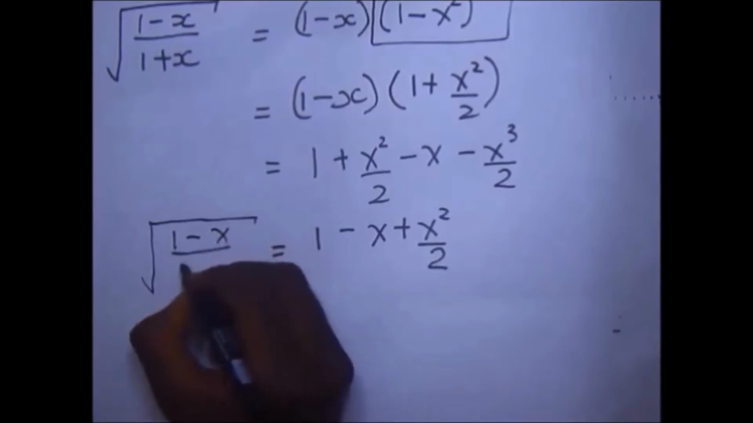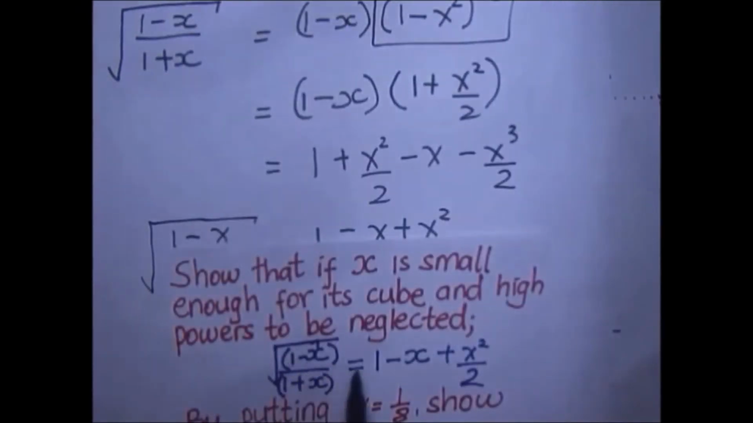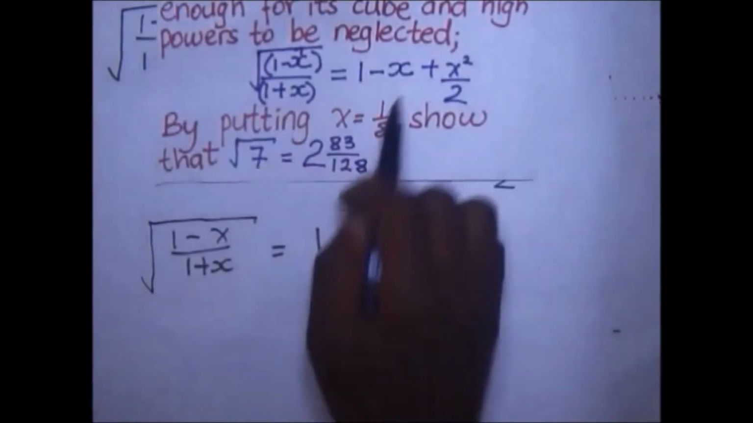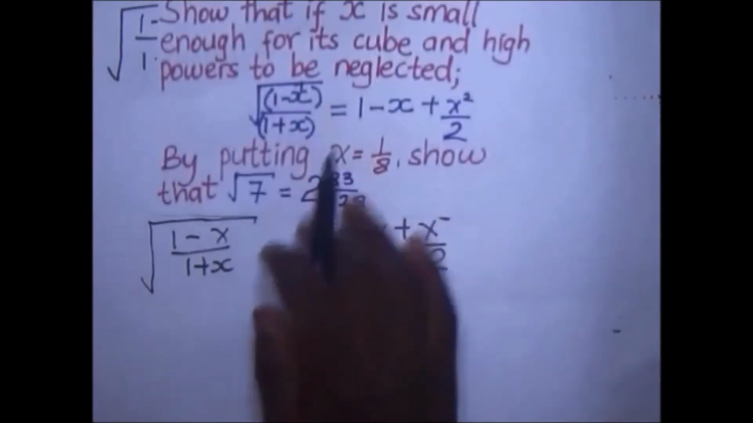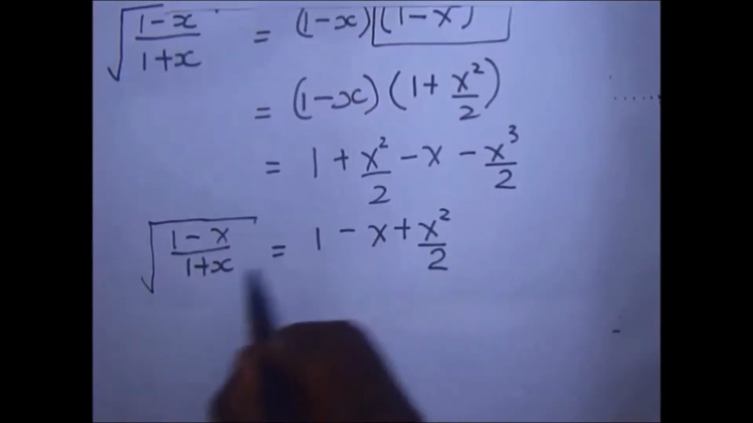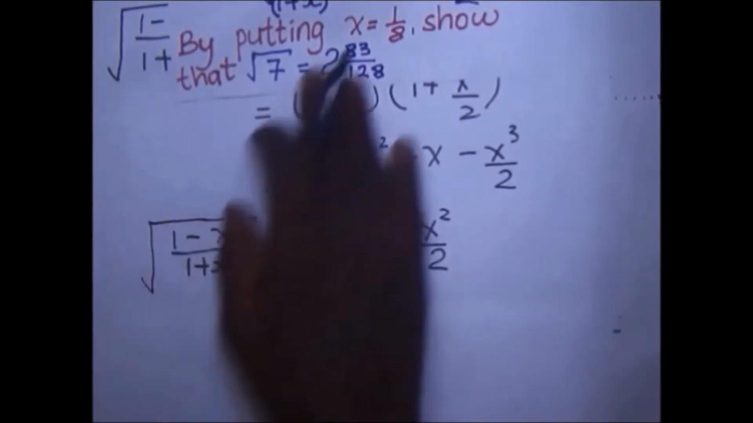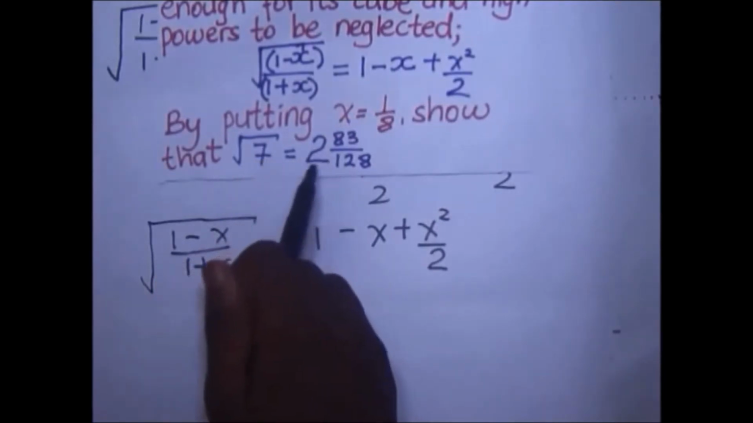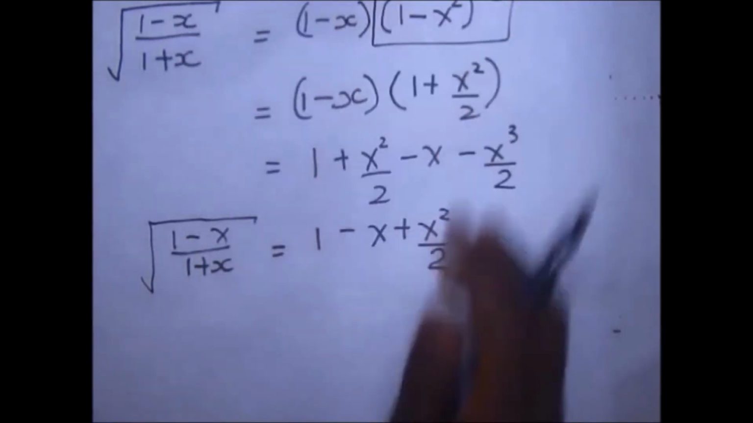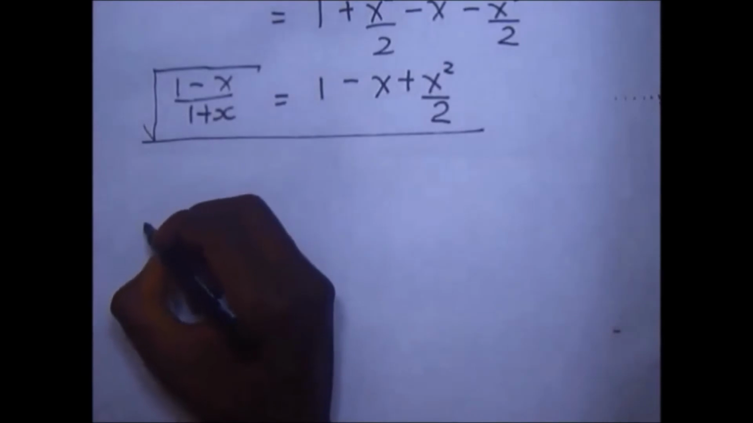(1 minus x) over (1 plus x) is equal to that. We have shown what is required: show that this is equal to that, and we have shown it there. The other part of the question says that by putting x as 1 over 8, show that the root of 7 is equal to that. So if we put 1 over 8 in the place of x, we are supposed to manipulate this square root side to make sure that we get a root of 7 and that it's equal to that number. So, to answer the second part of our question, we shall simply substitute.